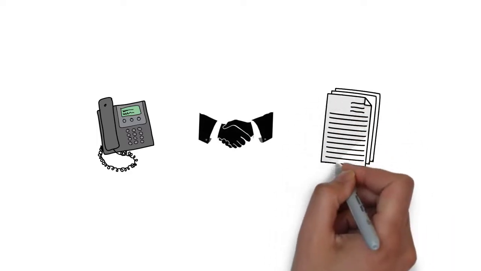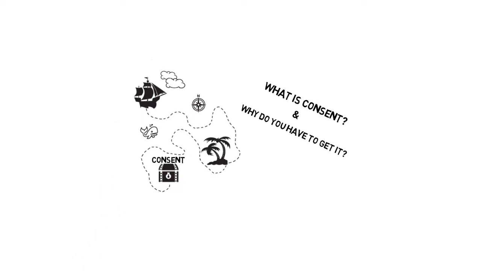Complaint investigations begin in a variety of ways. For example, phone calls to the office, ombudsman interactions in a facility, mandated reports, or any other interaction. To begin an investigation, an ombudsman must first obtain consent. What is consent and why do you have to get it?